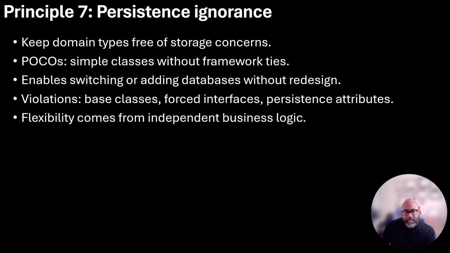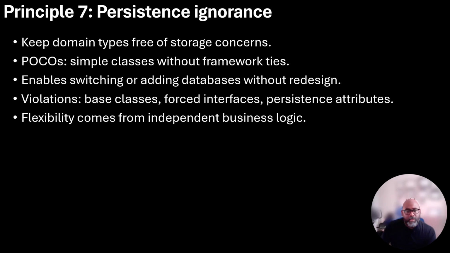Persistence ignorance is the principle that your business objects should not have to know or care how they are stored. In .NET, these are often called POCOs, or plain old CLR objects. They're just regular classes that focus on representing business rules and data without being tied to a specific database or persistence framework. The advantage of this approach is flexibility.